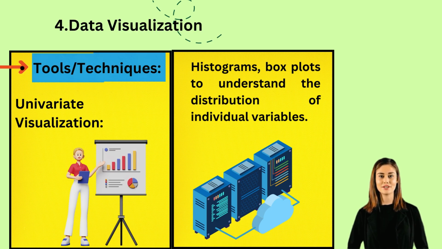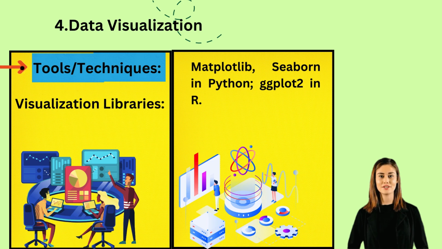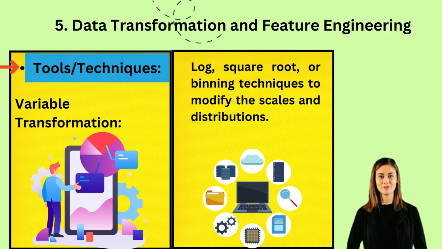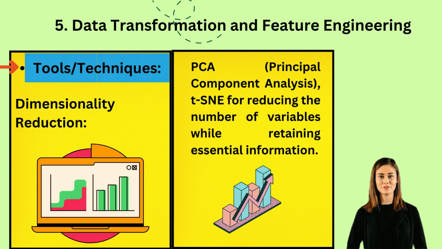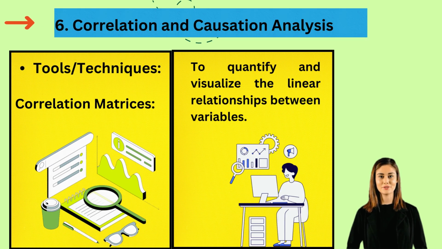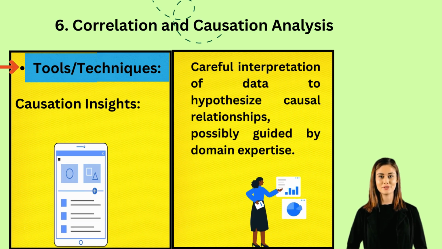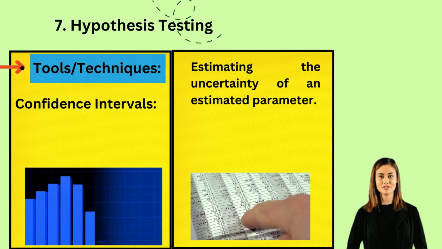4. Data visualization. Tools and techniques. Univariate visualization, bivariate visualization, multivariate visualization, visualization libraries. 5. Data transformation and feature engineering. Tools and techniques. Variable transformation, feature creation, dimensionality reduction. 6. Correlation and causation analysis. Tools and techniques. Correlation matrices. Causation insights. 7. Hypothesis testing. Tools and techniques. Statistical tests.